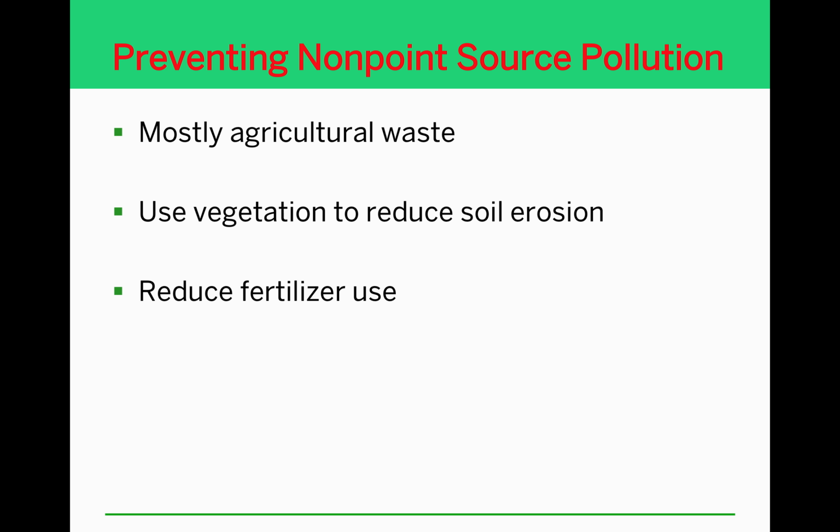So the last slide is: how do we reduce non-point source pollution? Again, as I said, these mostly consist of agricultural waste. So animal farms or agricultural farms contribute to this non-point source pollution. One thing we can do is use vegetation along streams and the farmland to reduce soil erosion. So less soil is being eroded into the streams, which means that less of the nutrients make their way down to the streams. And finally, we can also reduce our fertilizer use on the farms, and that way we can make sure that less of the fertilizer is coming down as well.